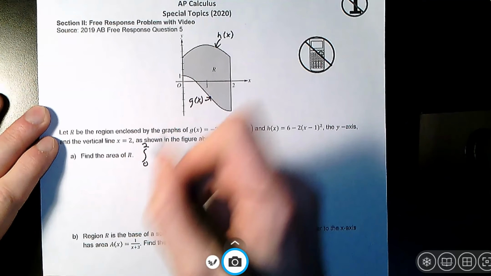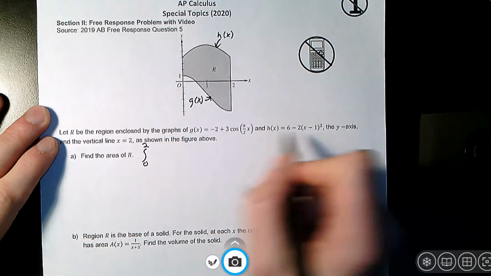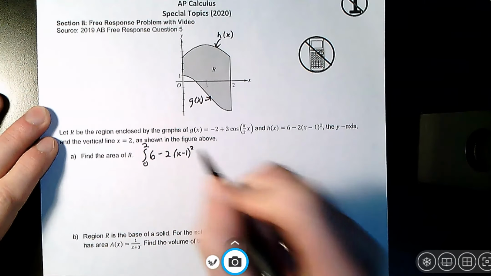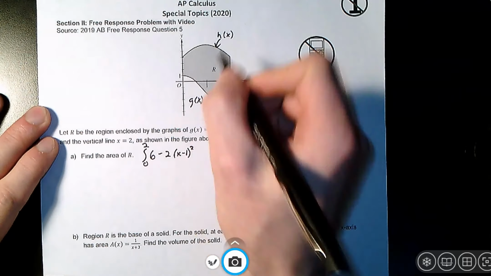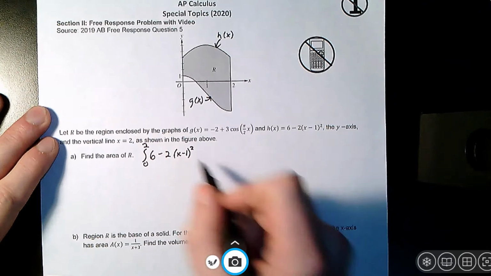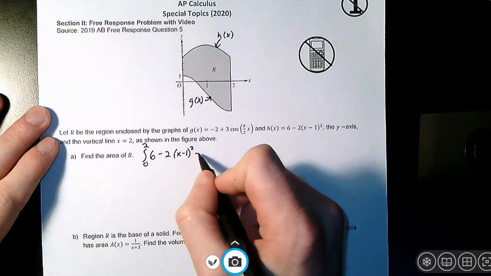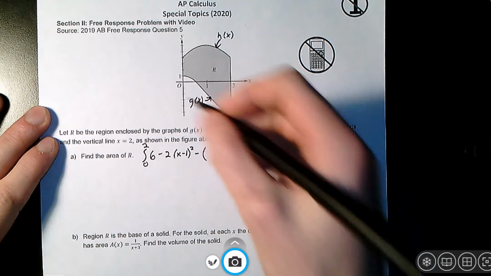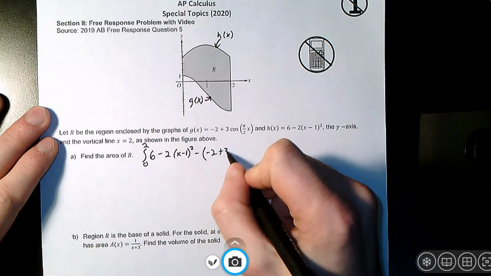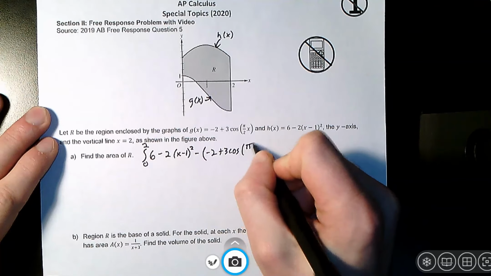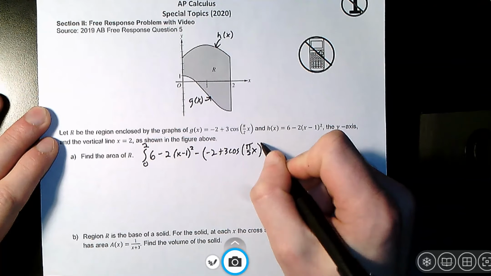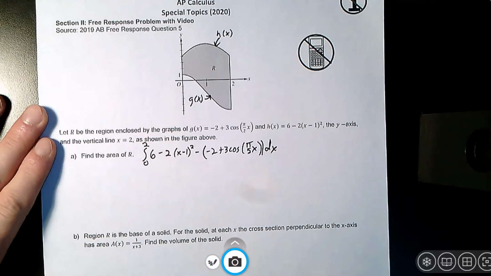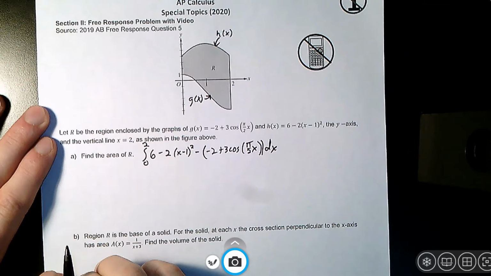I'm going to have the top, which is h of x, which if I look right here is 6 minus 2 times (x minus 1) squared. And then I'm going to need to subtract. It's always top minus bottom, so minus the bottom. I'm going to be careful because I need that negative to distribute onto the entirety of the bottom. And the bottom is indeed negative 2 plus 3 cosine of pi over 2 x. Okay, great. Don't forget about my dx on the end of that, and I'm well on my way towards this problem.